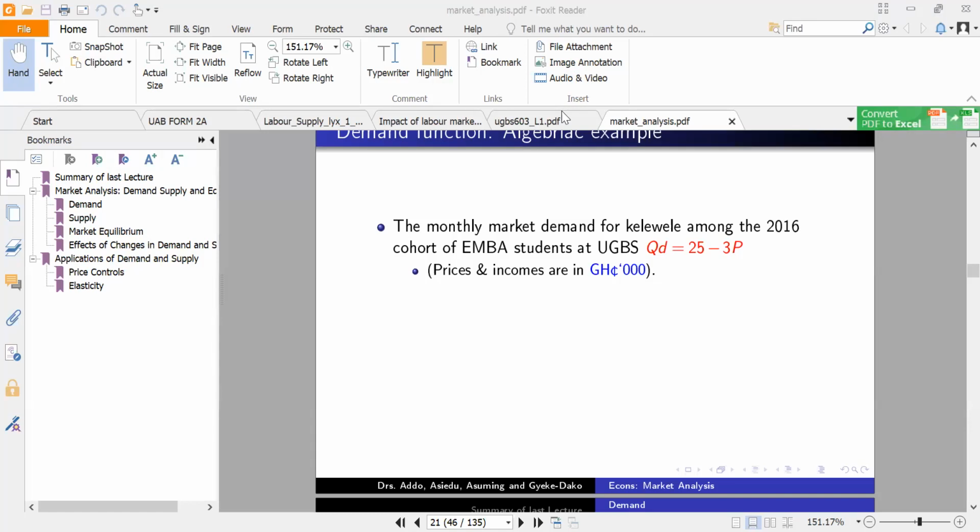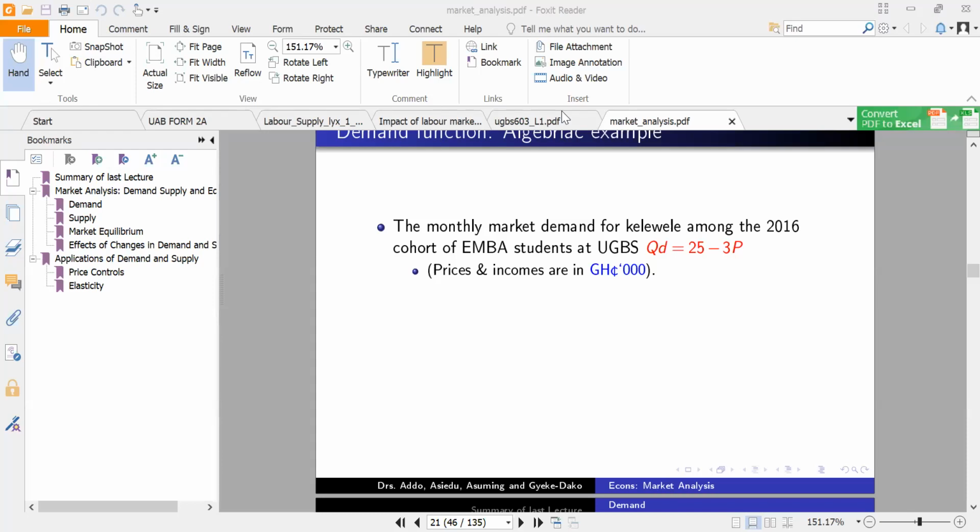22. Okay. If the price was 2 cedis, how many units will a person buy? 19. If the price was 3? 16. Yes. If the price was 4? 13. Yes. If the price was 5? 10. What is the difference as price changes by 1 unit? What is changing in the quantity? By 3. Quantity is reducing by 3 units.